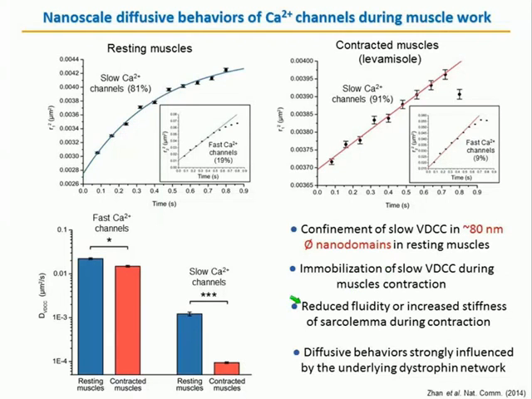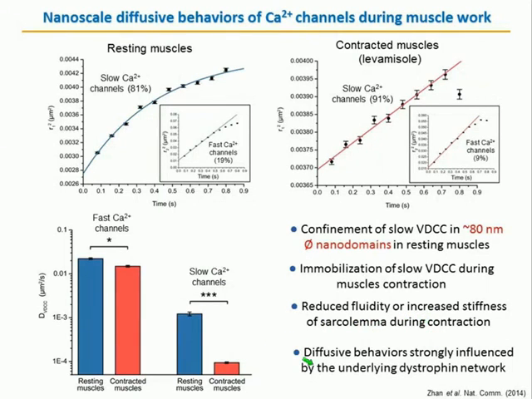We also observe a reduced fluidity during contraction, through the decrease in diffusion coefficients of these fast channels that you can observe here, which we believe is related to the increased stiffness of the muscle membrane during contraction.